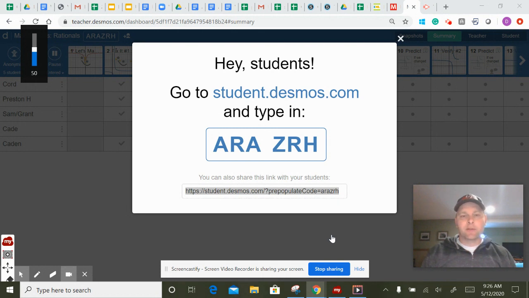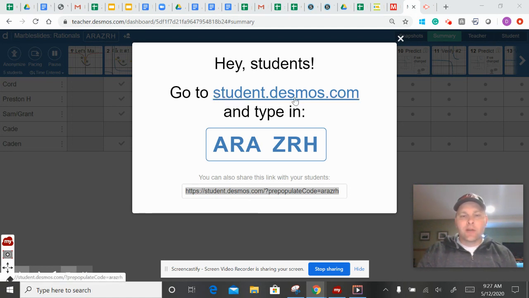Today we're going to do something a little bit different. We're going to do a Desmos activity. And I put a link in Schoology, but you can also do it this way. It's student.desmos.com, and then the code is ARAZRH. And so this Schoology lesson, we're going to work on graphing rational functions, and I'll remind you what that is.